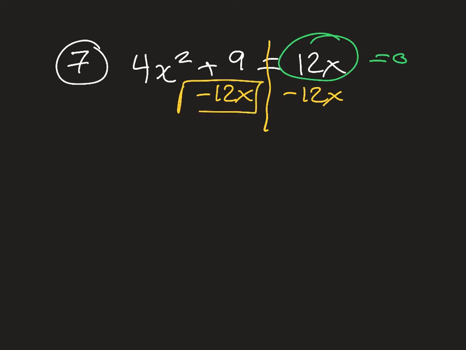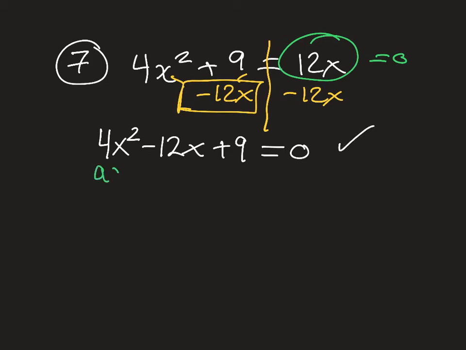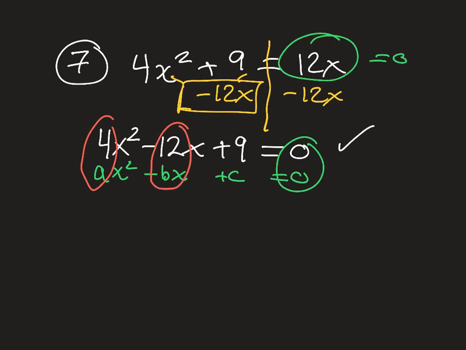This x term right here is not a like term with either one of those, so we can't combine like terms. So I'm going to have a 4x squared. Next comes my x's, so minus my 12x plus 9. And now this equals 0. Much better. So I'm going to write down ax squared plus bx plus c equals 0. We're good with those zeros. And then we can match things up. Don't forget to take this negative.